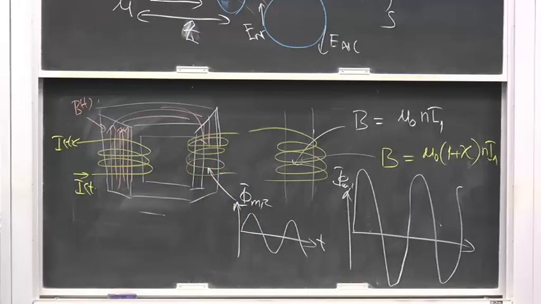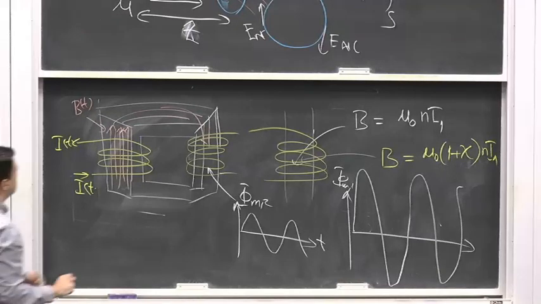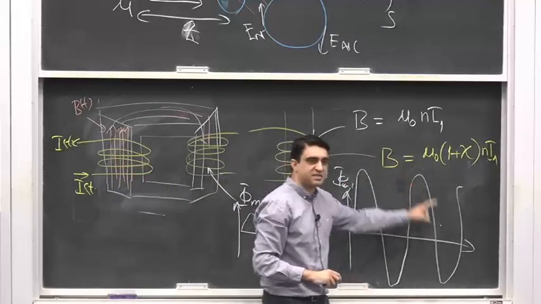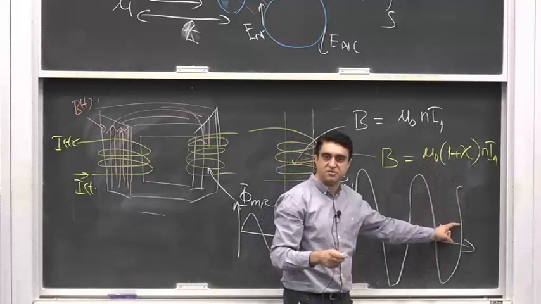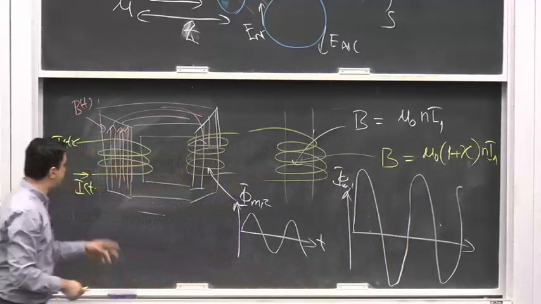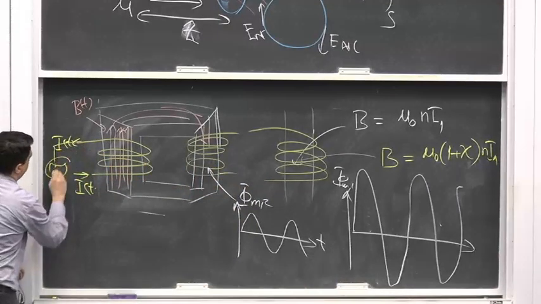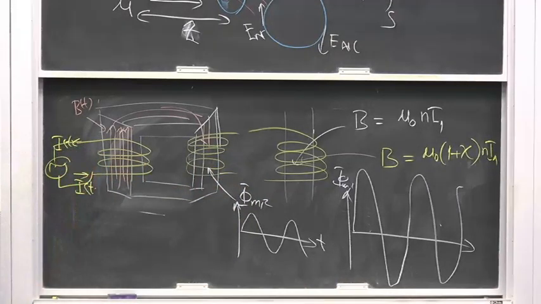Because it increases the magnetic field strength, and if the magnetic field strength increases, the flux will increase. If the flux increases, the change in flux will also increase. Why does the change come? Because here you have put a sinusoidal source connected with, of course, the resistor.